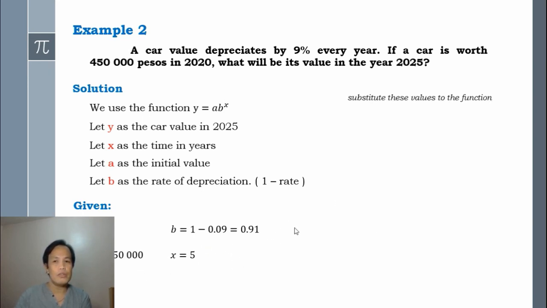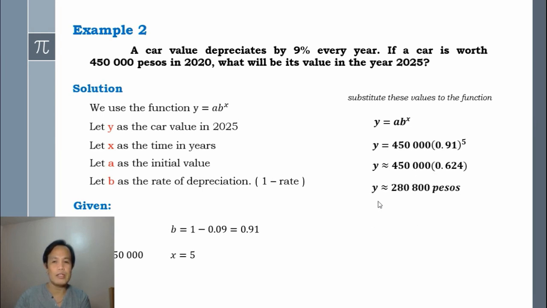So we will substitute these values into our function. We have y equals a times b raised to x. We have our a, which is 450,000. Then our b, which is the rate of depreciation, which is 0.91, raised to 5, which is the number of years. By using a calculator, 0.91 raised to 5 is approximately 0.624. I use the approximate symbol because I rounded off the number to 0.624.